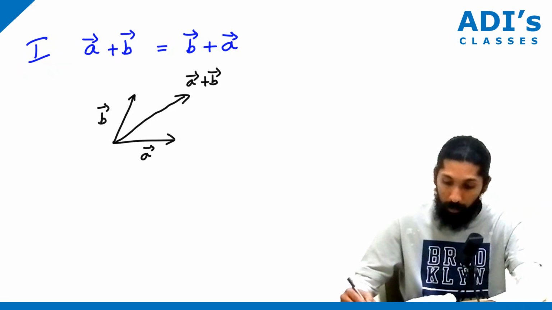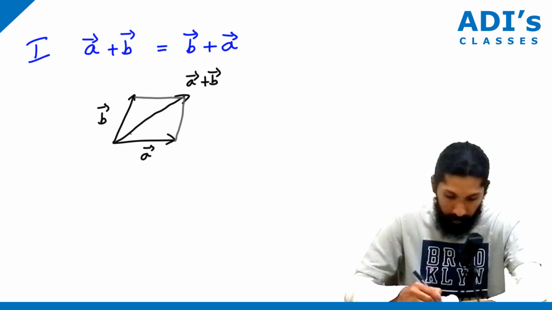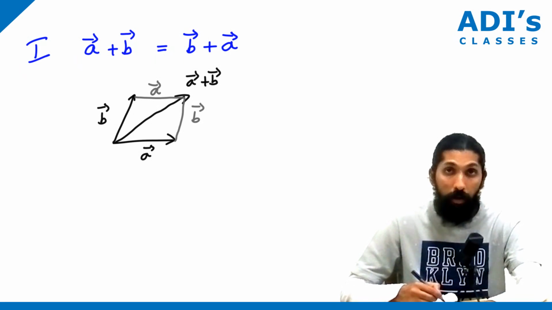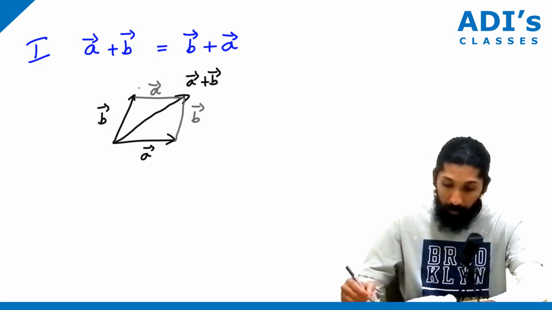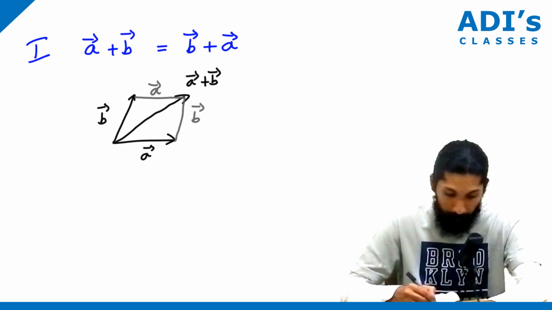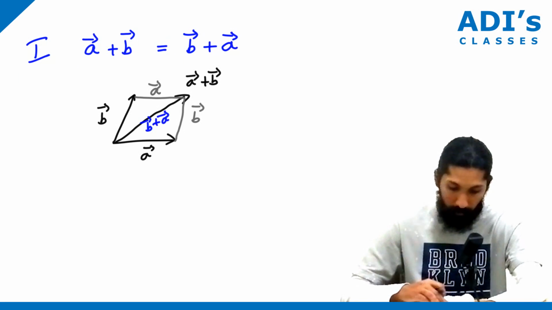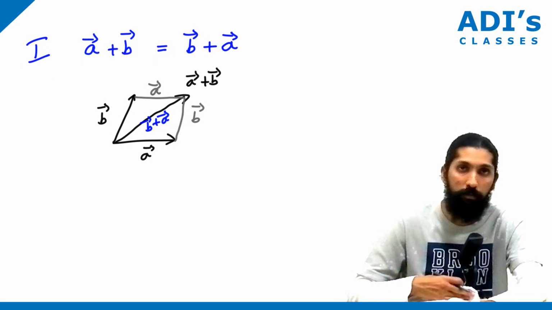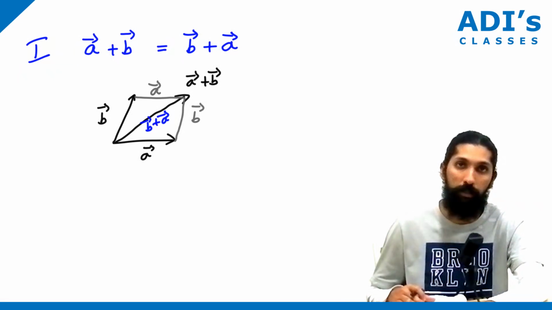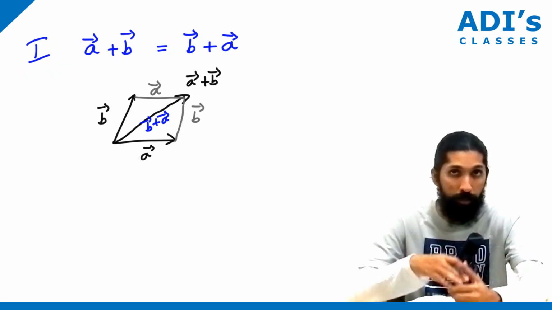Now what we'll do, we'll take this one, we'll take this one. This is vector A, this is vector B. Now with B and A also, the resultant is going to be the same. If you take the diagonal, you can also write this as vector B plus vector A, because both of them are sides of a parallelogram, isn't it? So A plus B is equal to B plus A. This is the first property of vector addition.